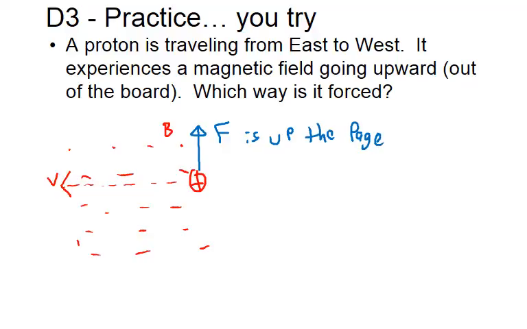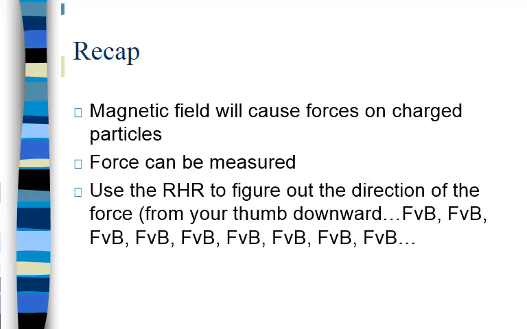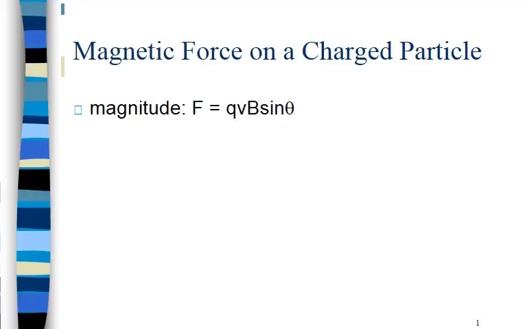of your paper. All right, so a magnetic field causes force on charged particles. Forces can be measured, and the right-hand rule will be able to figure out the direction of the force. So, if you get your right-hand rule ready, you put your hand in that position. FVB: just think, your thumb is force, pointer finger is velocity, magnetic field is your middle finger, FVB, and you should be able to remember that.